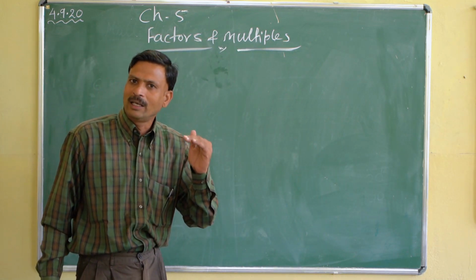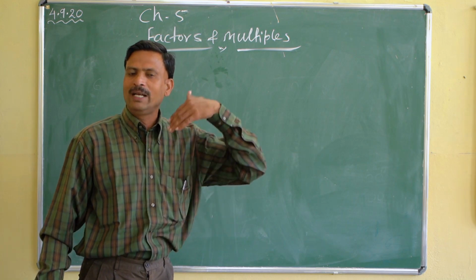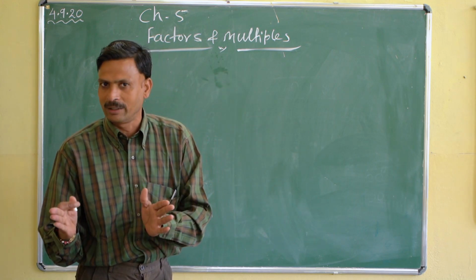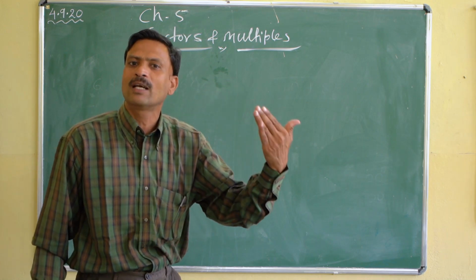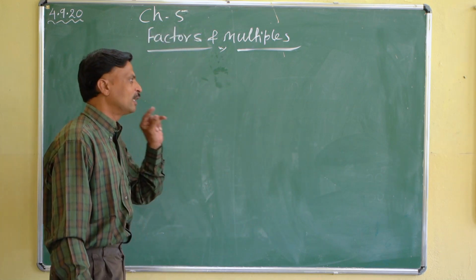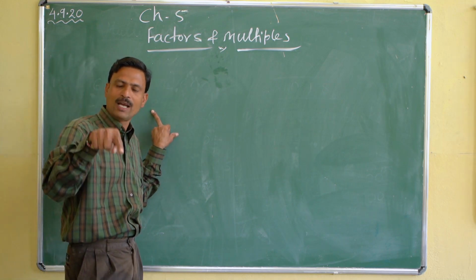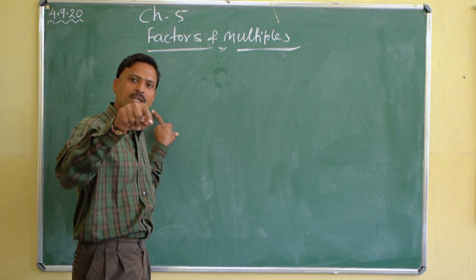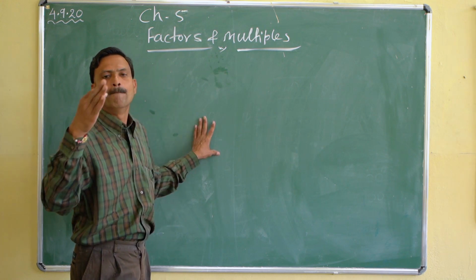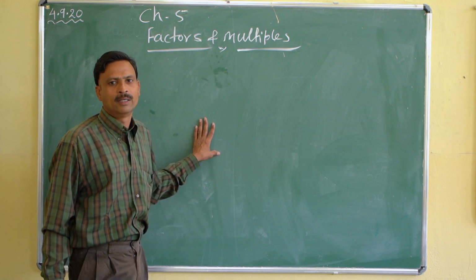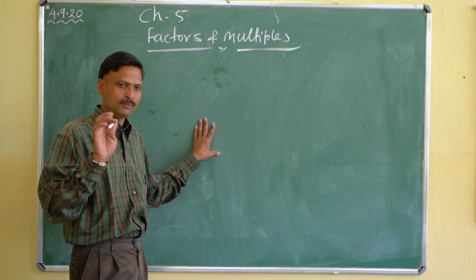A factor is a number which divides the given number exactly. What is a factor? A factor is a number which divides the given number exactly. In that case, the divisor will be a factor of the dividend, but the dividend will be a multiple of the divisor. Clear?